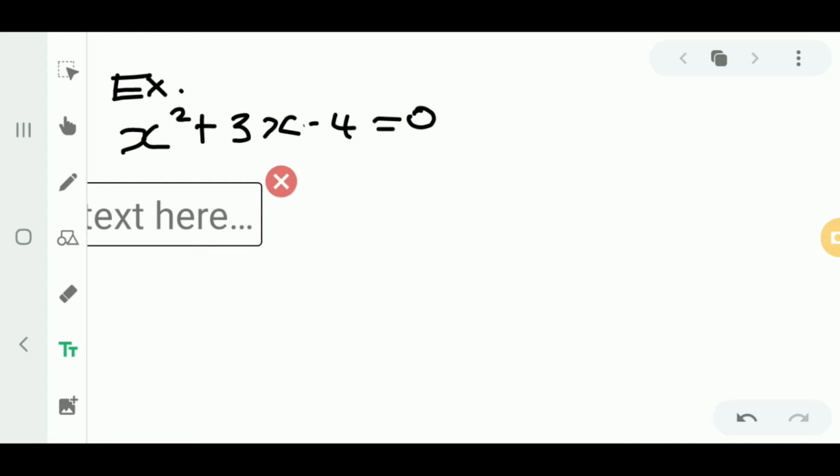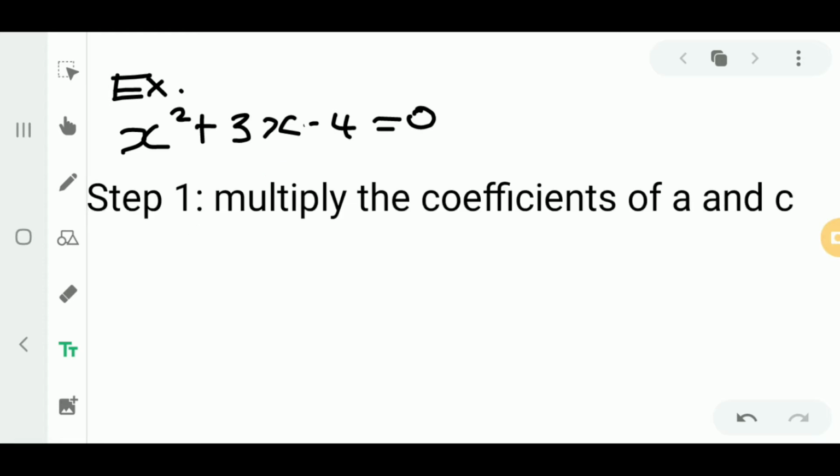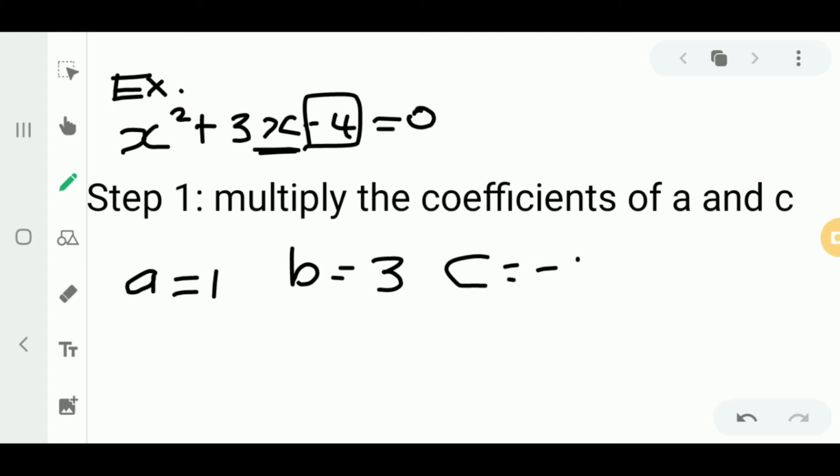So let's say we have this question here. Step 1 is you multiply the coefficients of a and c. So we're going to label these. Anything that is beside the x squared is considered a, so a here is equal to 1. B is anything that is beside the x term, so b is equal to 3. And c is whatever is by itself, so c is equal to minus 4.